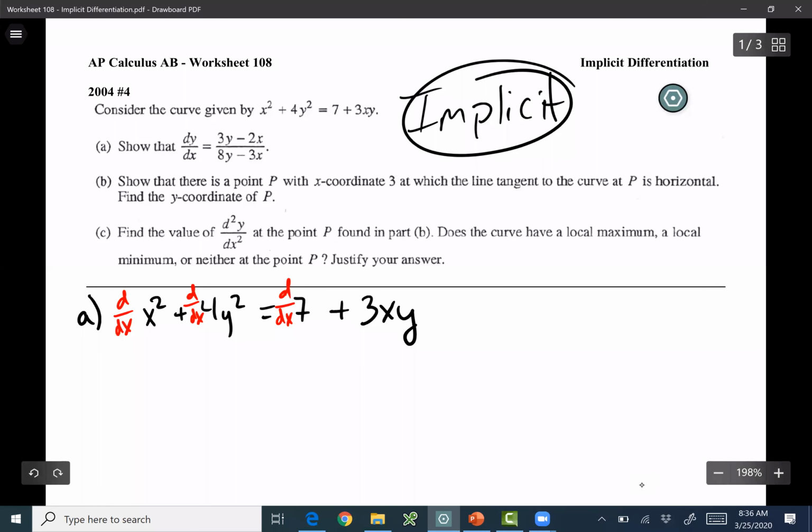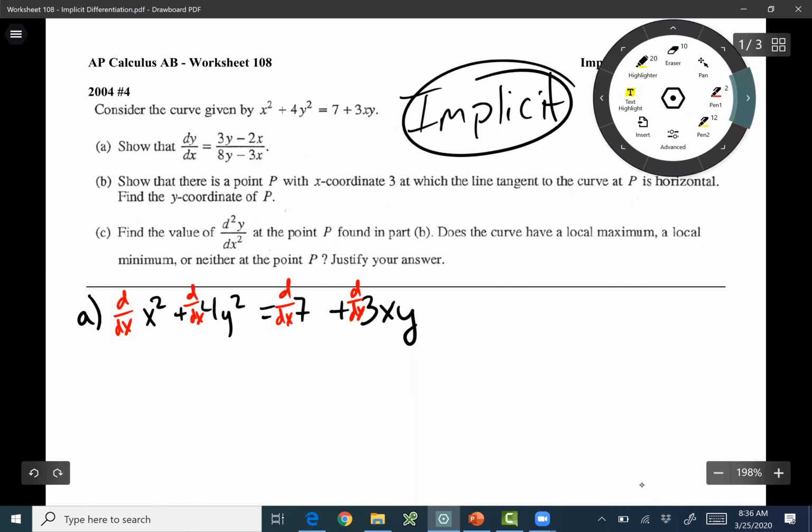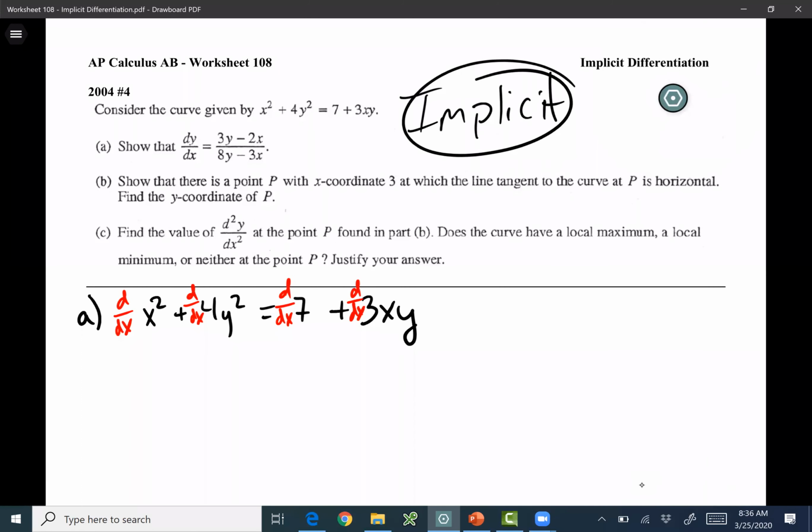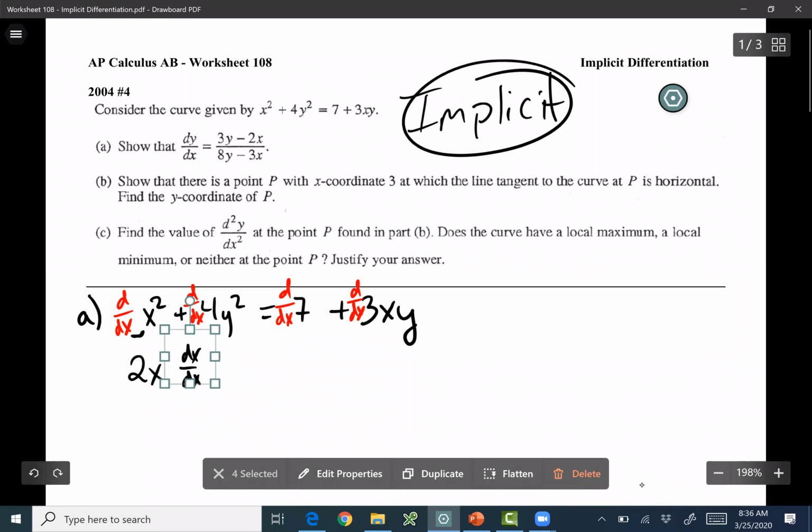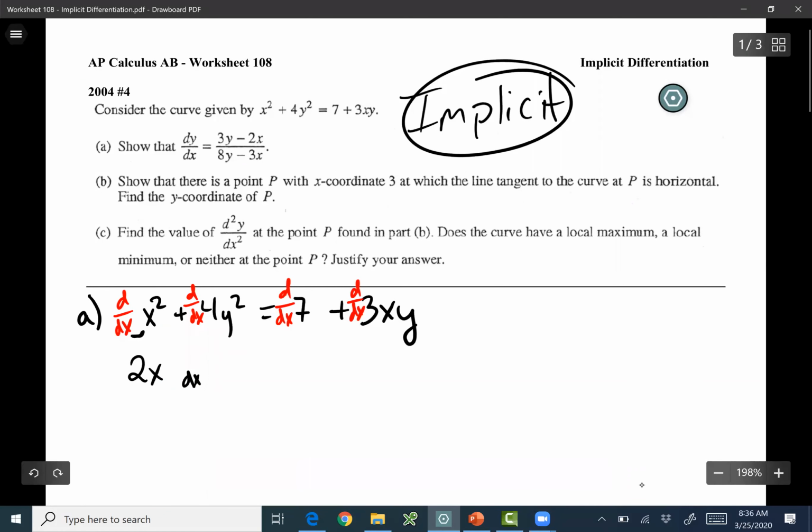I like to just go d/dx of each side. So we're taking the derivative of each one of these. The first one will be the derivative of x squared with respect to x, the same variables, so we don't really need to do implicit. It will be 2x. Technically, it's 2x dx/dx, but we don't really need that dx/dx part, because that would just be 1.